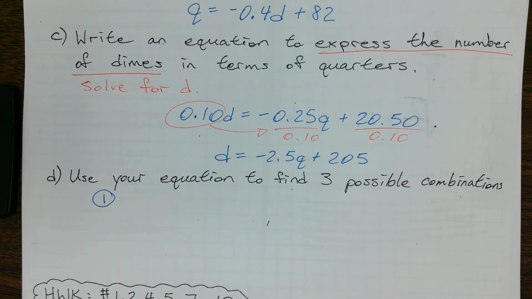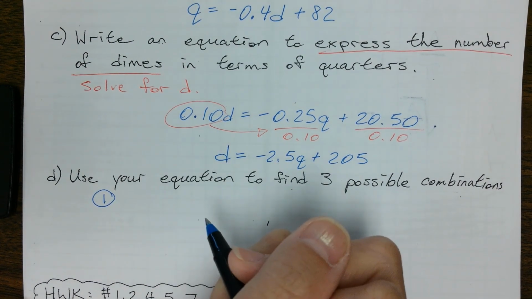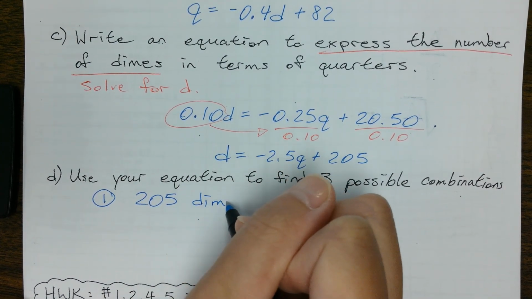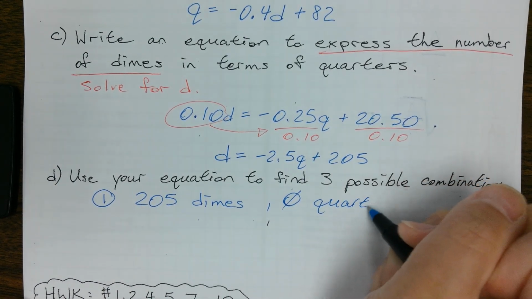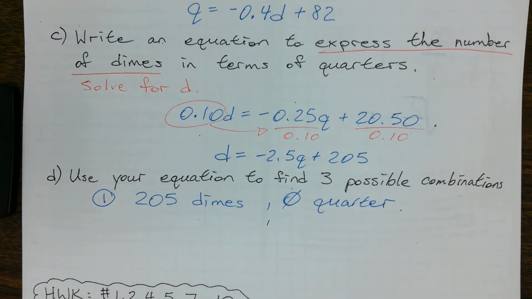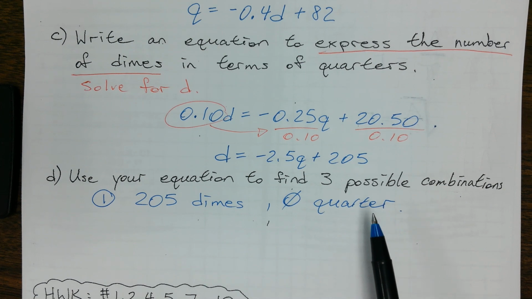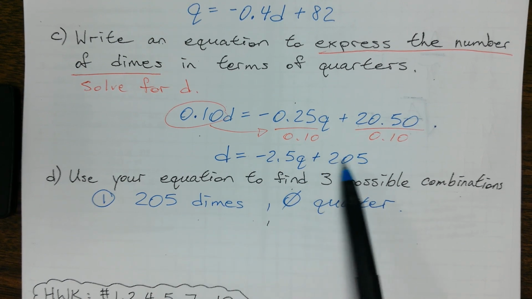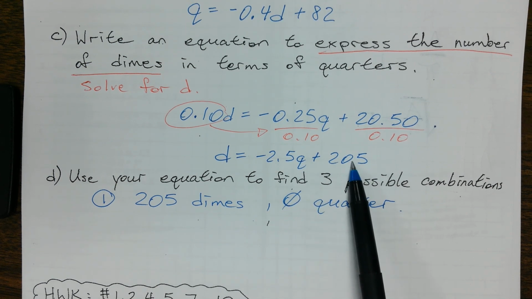Brian? 205 times the 0 quarters. Good job. So I can have 205 dimes and 0 quarters. That number looks familiar. Where did you find those numbers? Divide by 0.1. Where did I see that 205 from? 205. From this equation right here, right? So if I have 0 quarters, it means I have 205 dimes.